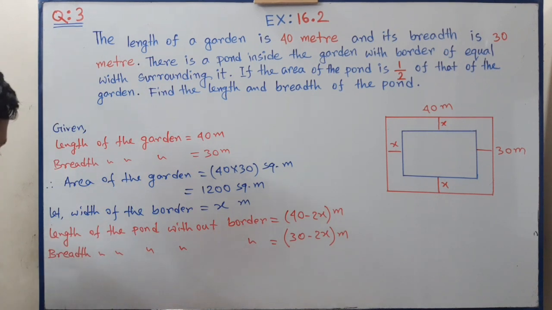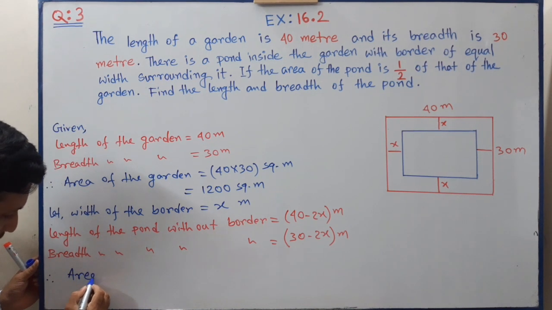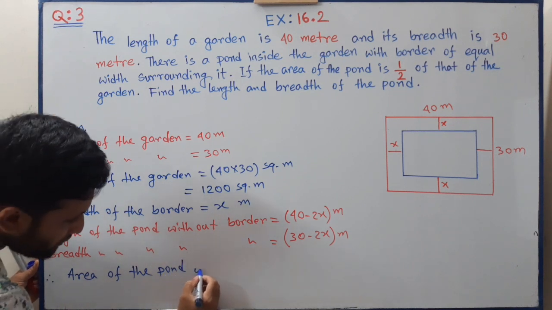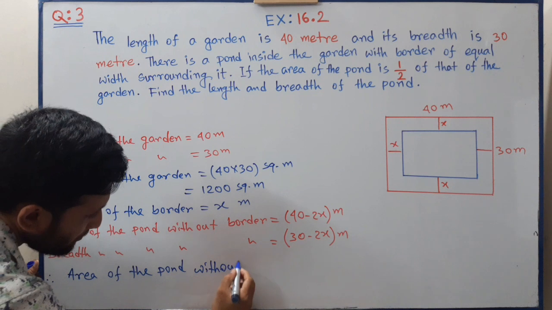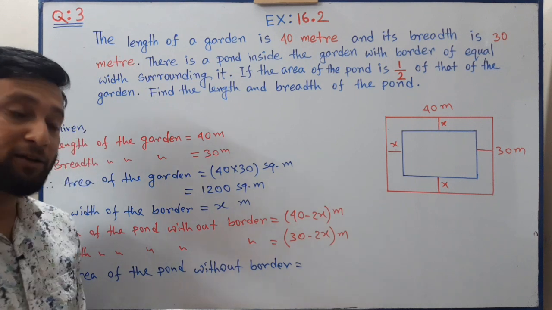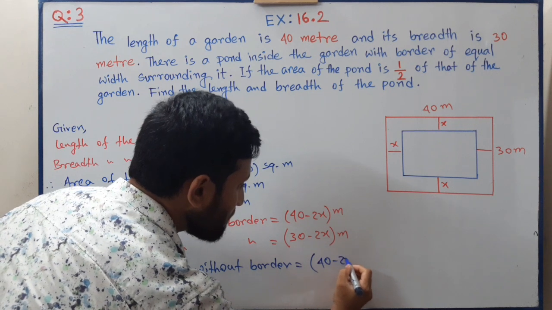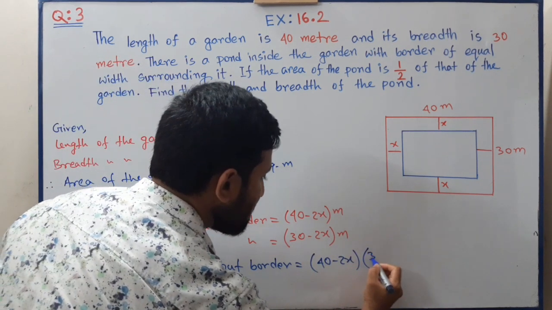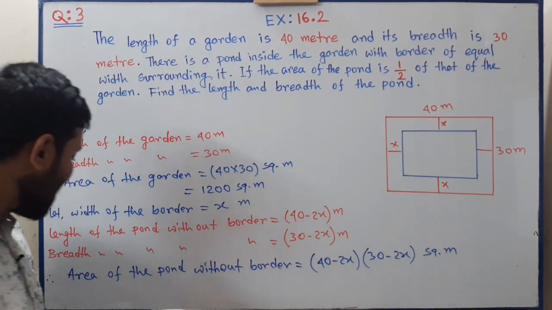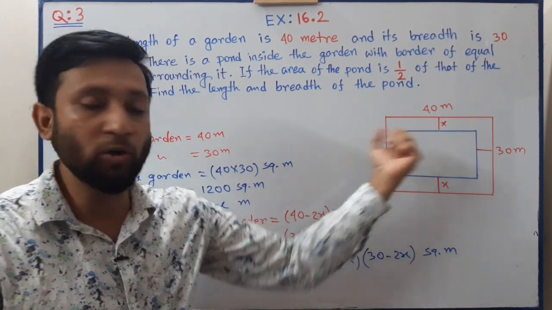Okay, now we can write area of the pond without border. Area of the pond, that means length into breadth. So we can easily write 40 minus 2x, that means length, and then breadth is 30 minus 2x square meters. This is the area of the pond without border.